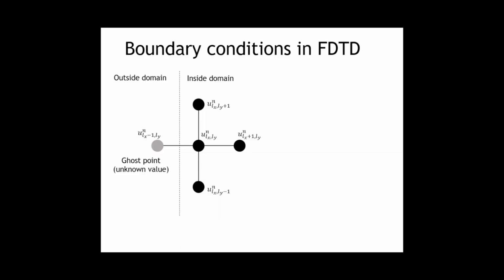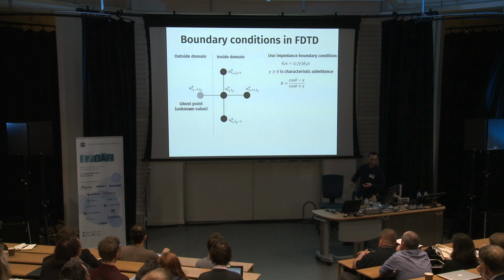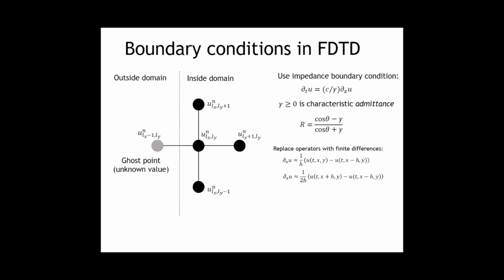So there's various boundary conditions you can choose. Here I've chosen a frequency-independent impedance boundary condition. So I've written it in terms of an admittance, just for convenience, which is 1 over the impedance. And it gives you a reflection coefficient, which for a plane wave depends on the angle of propagation, or the angle of incidence. So now what you do is you just replace those differential operators with finite difference operators again.